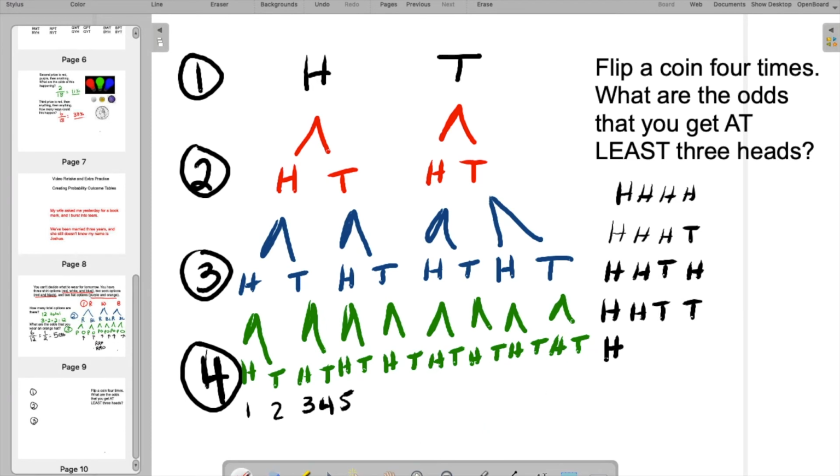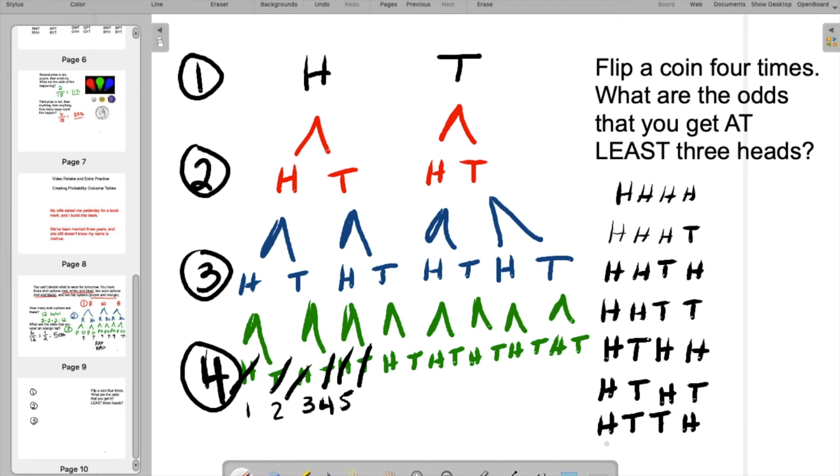So heads, tails, heads, heads. We're at 5. Yep. So heads, tails, heads, heads. And then we had heads, tails, heads, tails. So I'm going to mark these 6 off. So 1, 2, 3, 4, 5, 6. Okay. The next one is heads, tails, tails, heads. And finally heads, tails, tails, tails.